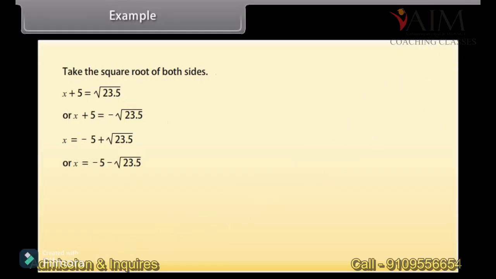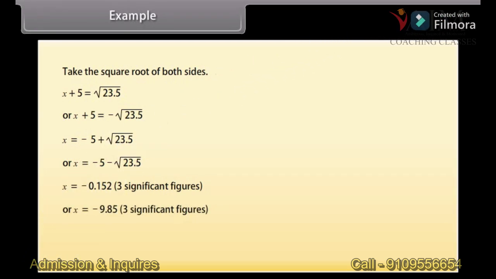x = −0.152 (three significant figures) or x = −9.85 (three significant figures).